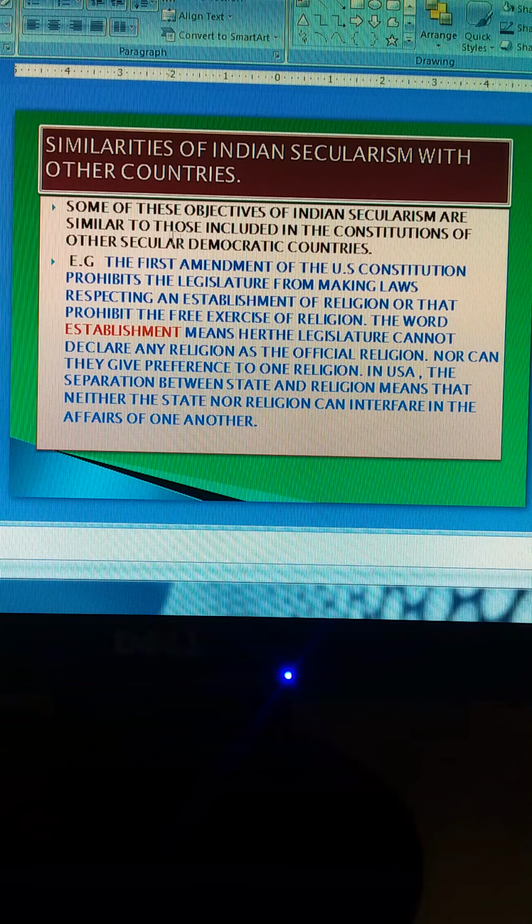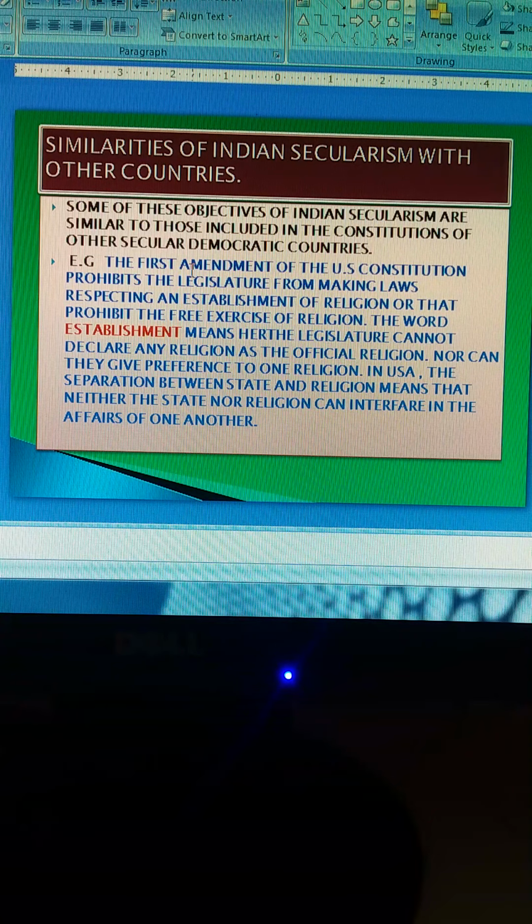Some of the objectives of Indian secularism are similar to those included in the constitutions of other secular democratic countries. This is how the First Amendment of the US Constitution prohibits the legislature from making laws respecting an establishment of religion or prohibiting the free exercise of religion. What does the word establishment mean here? The establishment means the legislature cannot declare any religion as the official religion, nor can they give preference to one religion.